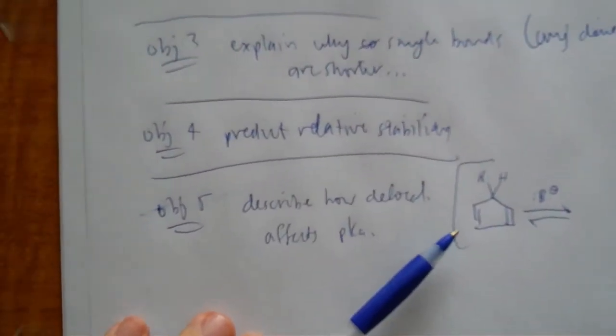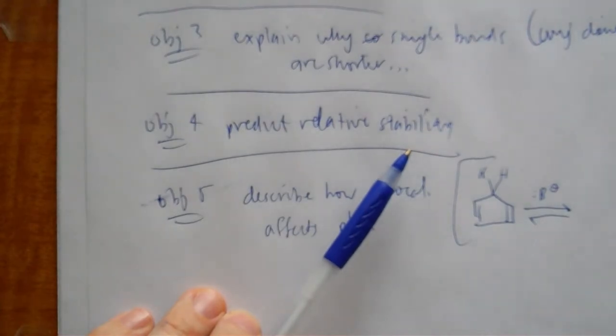Okay, objective 4. Objective 4 is to predict the relative stability of allylic and benzylic carbocations. And I'm going to open up the book to look at that. Let me pause this for a second. Actually, I'm going to set up another video. I'm going to stop this video here and start the video for objectives 4 and 5. I'll give a separate video for those.